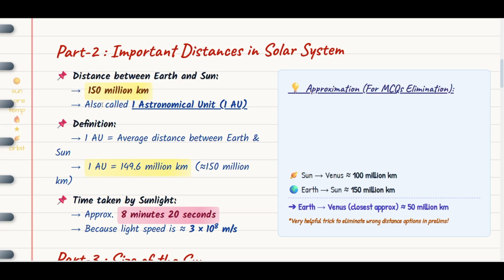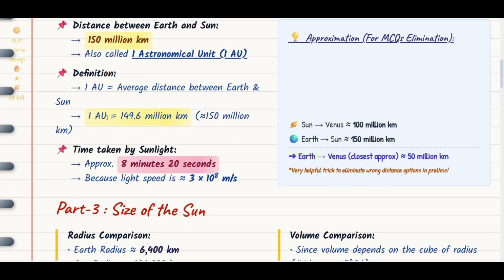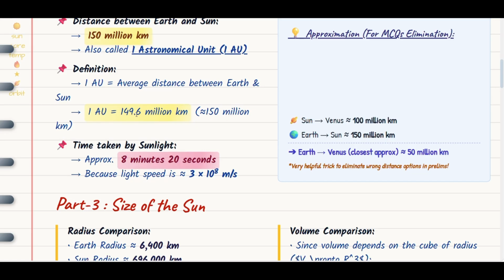Let's learn the distance between Earth and the Sun, that is 150 million kilometer. We know that is approximately 1 astronomical unit. The definition of 1 astronomical unit is the average distance between the Sun and Earth. That is 1 astronomical unit, equal to 149.6 million kilometer, approximately 150 million kilometer.